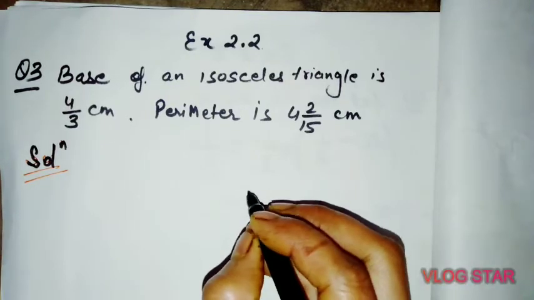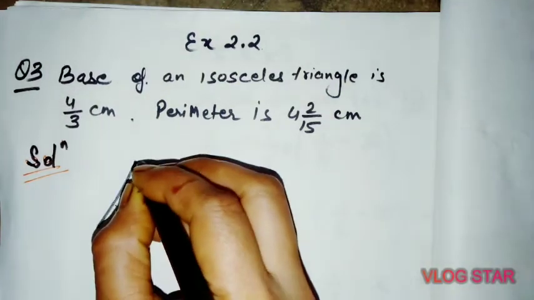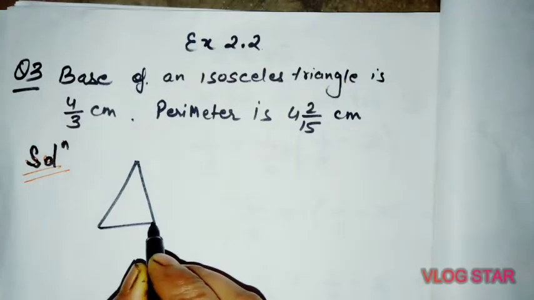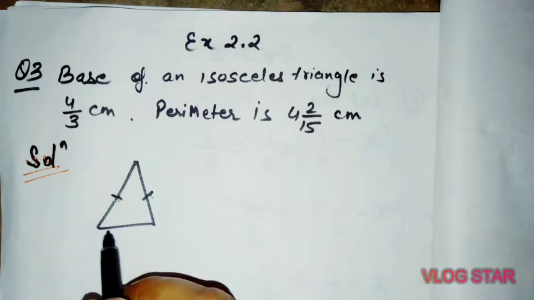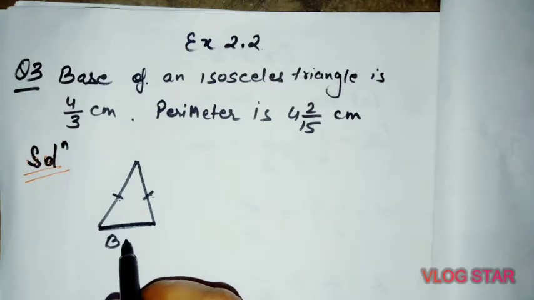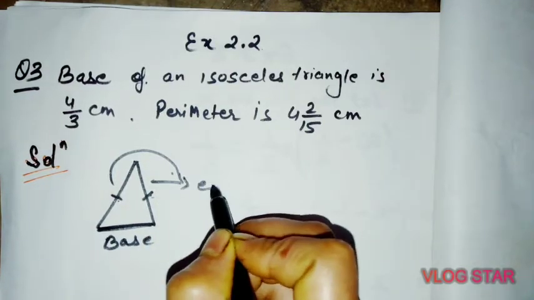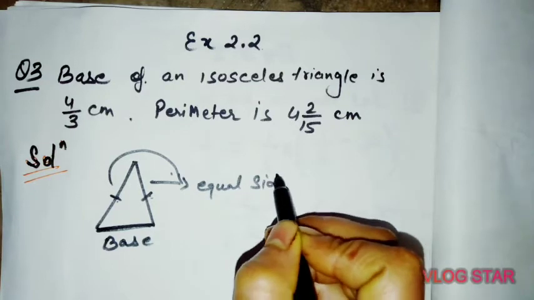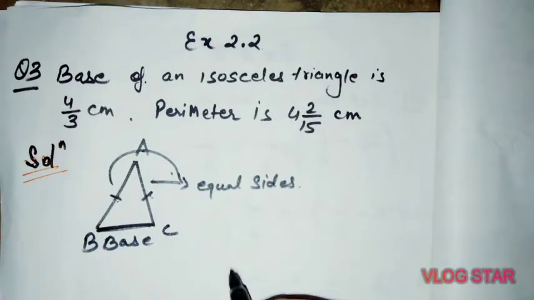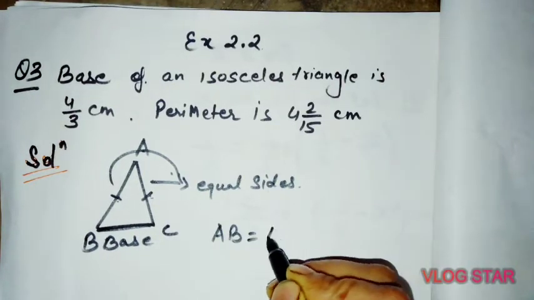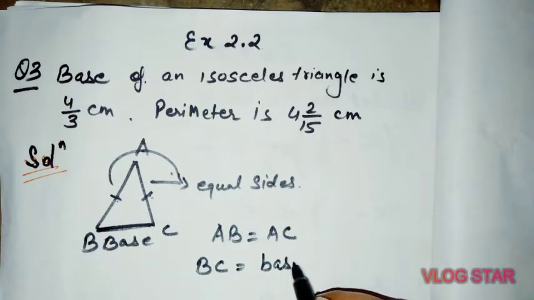For this, we have to understand about the isosceles triangle. An isosceles triangle is a triangle in which two sides are equal, and the third side is said to be the base, where the other two sides are the equal sides. So in this triangle ABC, AB is equal to AC, and BC side is said to be the base.